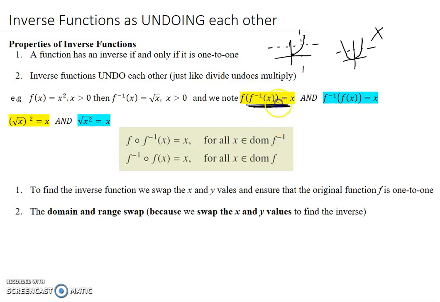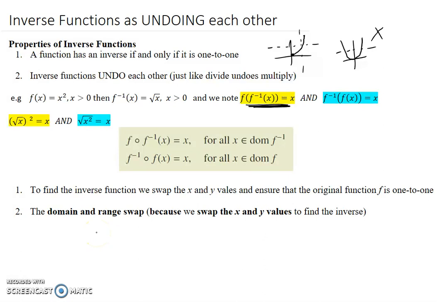This is the property that I want to focus on, which is the composite of the inverse and the original just gives you back x. We should also know that inverse functions, you just swap the x and y values, and because of that, the domain and range swap around.